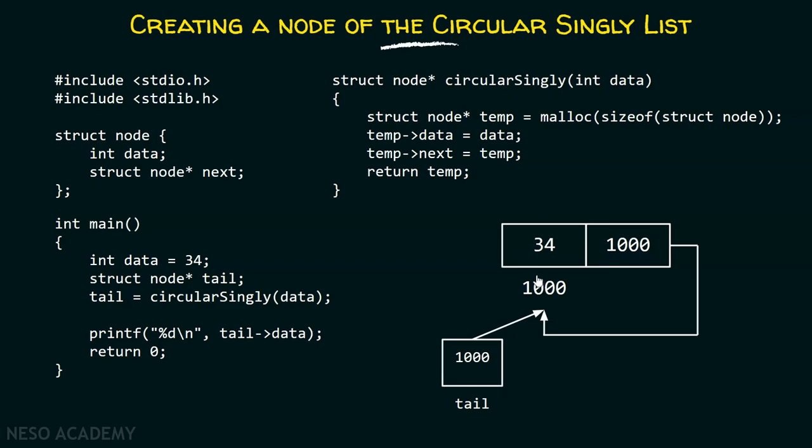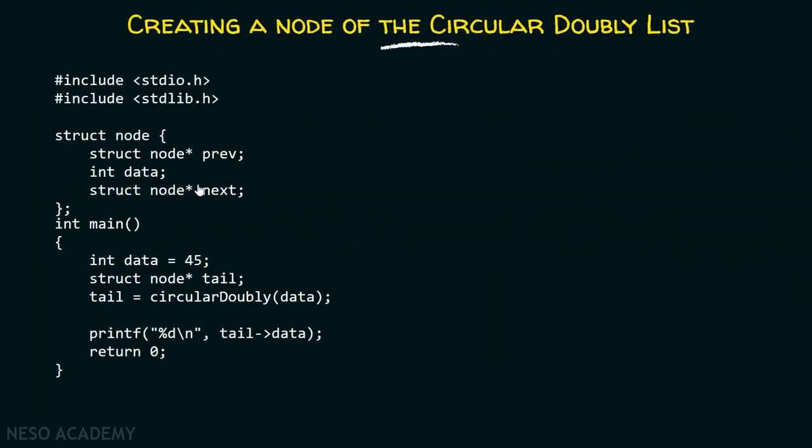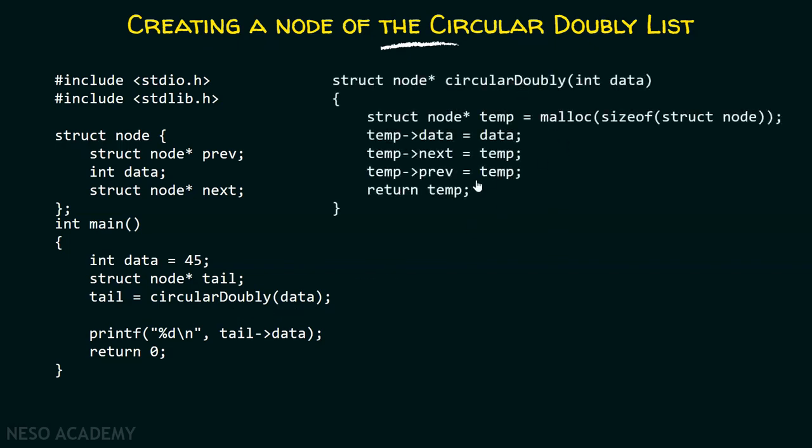Now let's try to create a node of the circular doubly linked list. The program is similar, but here in this case we have a struct node with three members. One is prev, the other is data, and the last one is next. In the main function we have a data variable and this time we are having this value 45. Again we have a pointer tail and we are calling this circular doubly function, and here is how the circular doubly function looks like. To the data part we are passing the data, to the next part we are passing the temp, and to the prev part also we are passing the temp. That is the difference, okay?